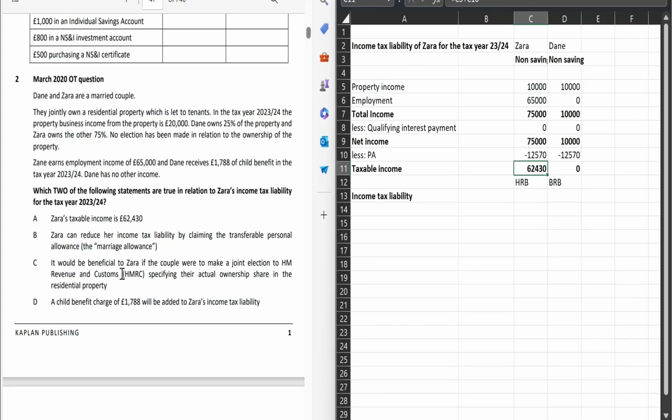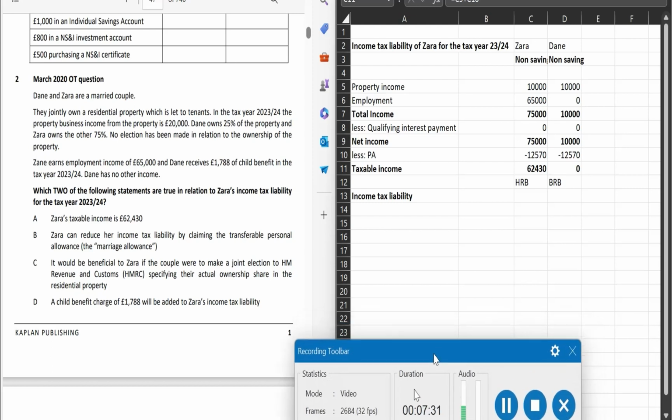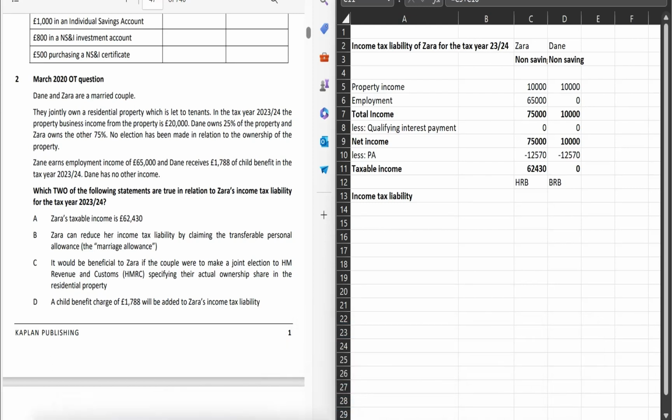It would be beneficial to Jara if the couple were to make a joint election to HMRC, specifying their actual ownership in the residential property. So option C is saying that it will be beneficial to Jara to tell HMRC, okay, I own 75% of the ownership in the property, and my spouse owns 25% of the property. So do you think it would be beneficial?